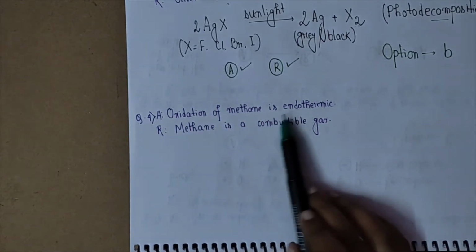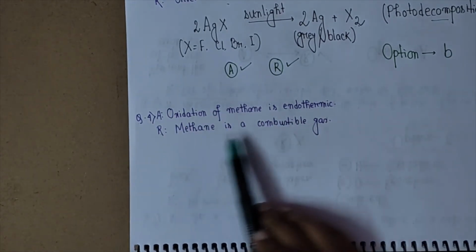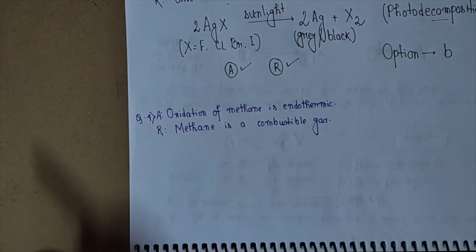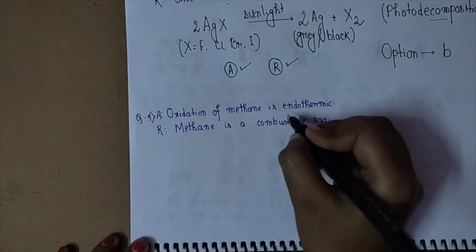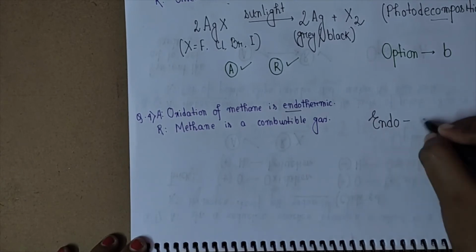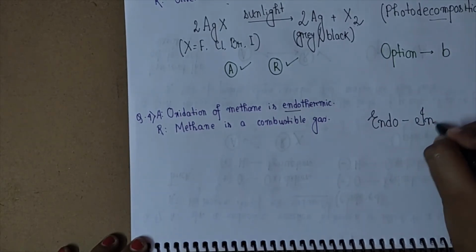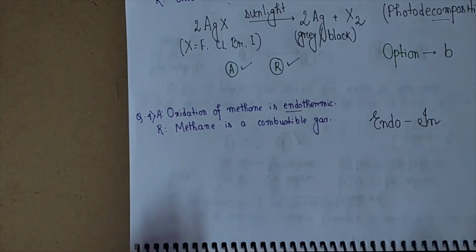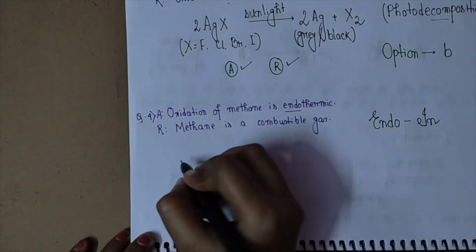Oxidation of methane is endothermic, and methane is a combustible gas. So what is meant by endothermic? Endo means in. That means the reaction container will cool down, and the reactants will absorb heat energy. But actually this is not true.